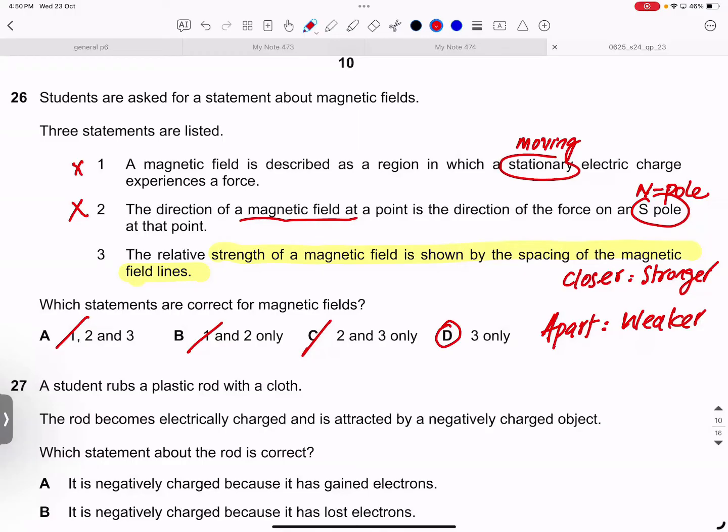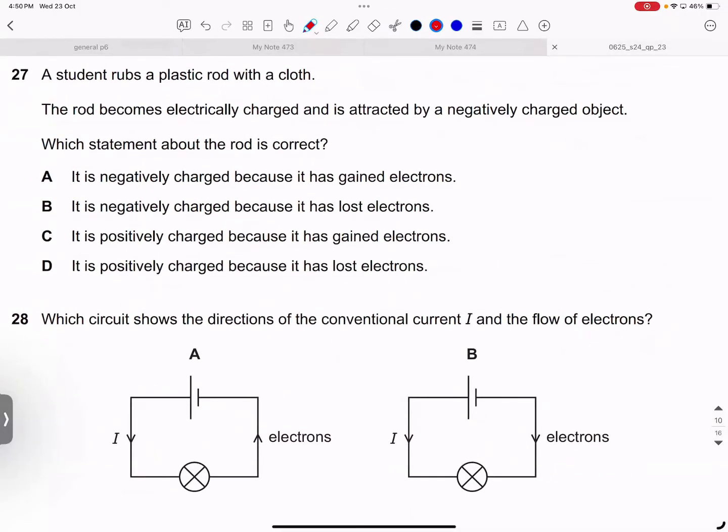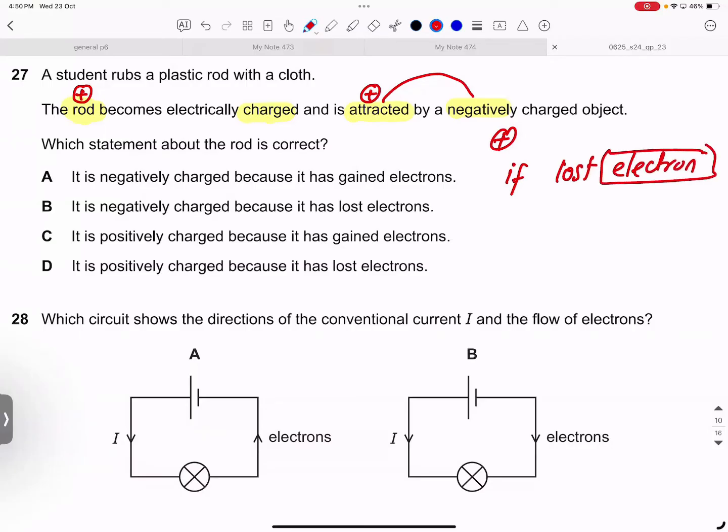Question number 27. A student rubs the plastic rod with the cloth. Rod becomes electrically charged. So the rod is charged and attracted by negative. So if anything is attracted by negative, it has to be positive. The rod is positive. Anything can be positive only if it lost electrons. Since it is attracted by negative, it is positive, because it lost electrons. Option is D.